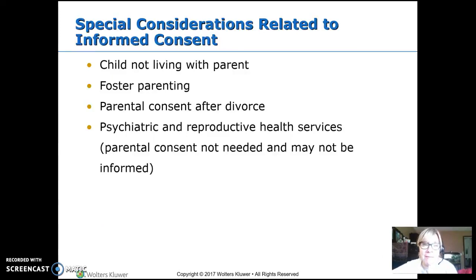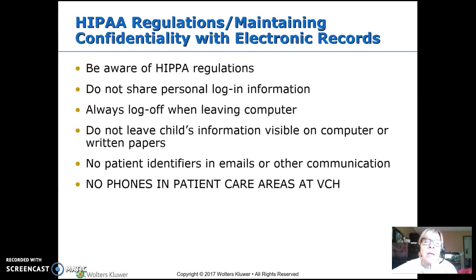So, things we need to consider: if the child doesn't live with a parent, if they have a foster parent, who's the signature after a divorce, and then an exception is psychiatric and reproductive health. Children over, I believe it's 14, do not need a parent's permission, and in fact it's illegal for us to tell the parent that they've sought care. So we're going to follow HIPAA, just like with adults.